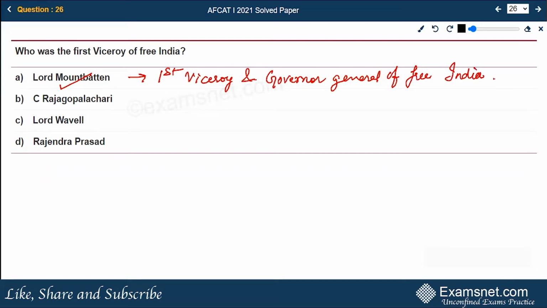In this role, he was chosen representative of King George VI, empowered to govern on his behalf in the then British colony. He was succeeded by C. Rajagopalachari in 1948. Option A is your correct answer.